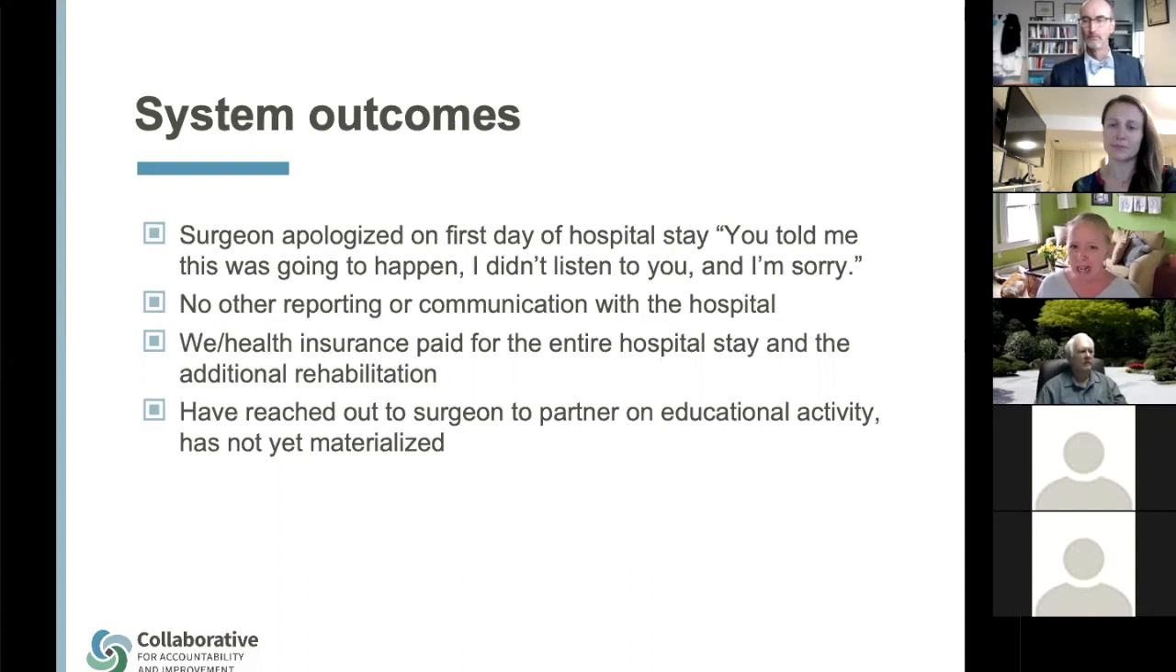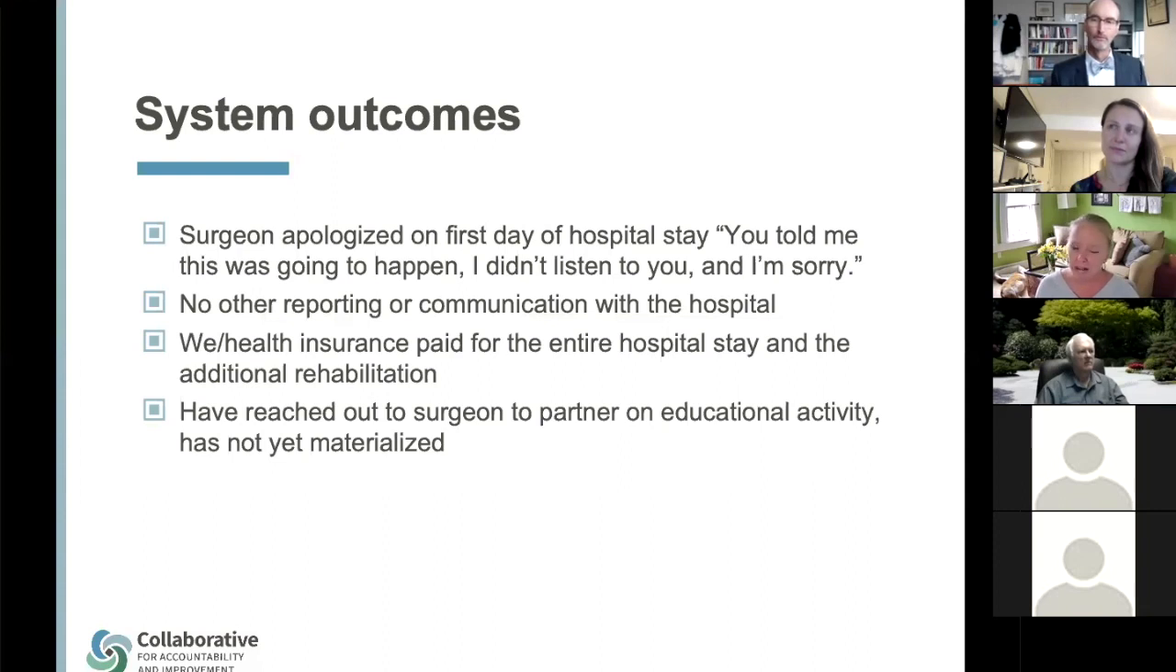Because I'm a patient advocate, what I want is change. I want to make sure we understand what went wrong and can address it so that it doesn't happen to future patients. And so that certainly hasn't happened. There's been no other reporting or communication with the hospital. In fact, I remember filling out my HCAHPS survey and being kind of disgusted because I could say the room was warm and the food was good, but I couldn't say anywhere, oh, by the way, there was a tremendous error and I have damage from it. That wasn't a question that was asked.